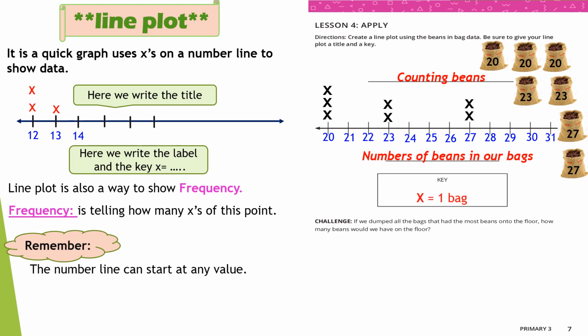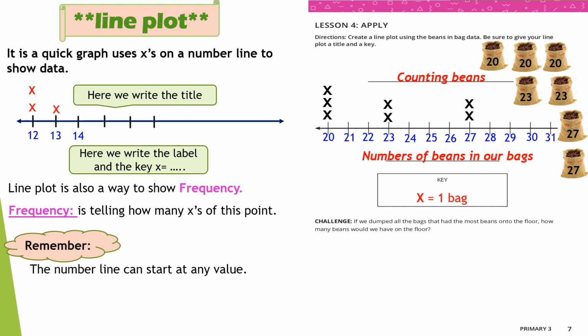So X equals what? X equals 1 bag. Each X is referring to 1 bag. 3 bags of 20, so 3 X's. 2 bags of 23, so 2 X's. So X equals 1 bag.